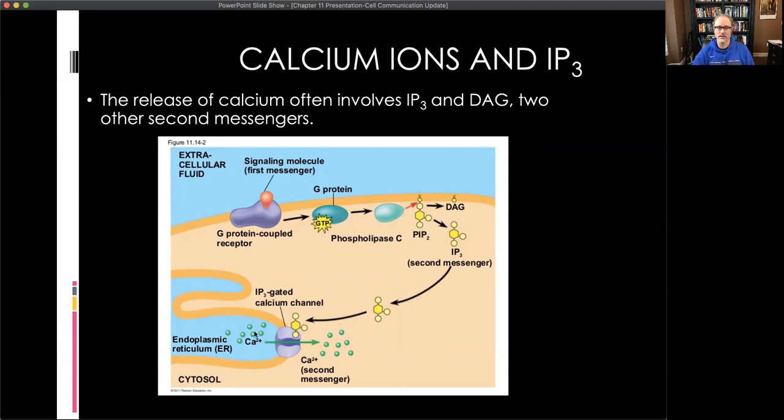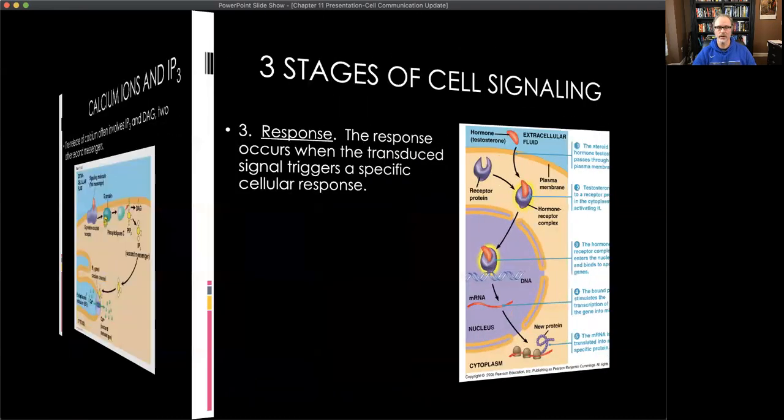The first messenger is the signaling molecule, and then the intracellular response is usually these small molecules or water-soluble ions that are involved in coordinating the other portion of the signaling pathway, which in this case leads to the release of the calcium, which can then lead to some sort of cellular response. With neurotransmission, that's the release of the neurotransmitters.